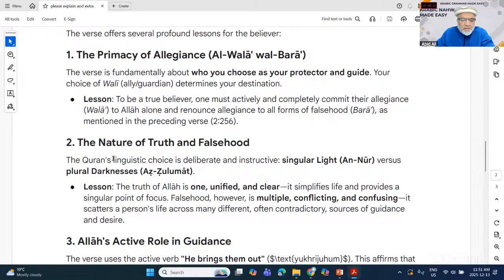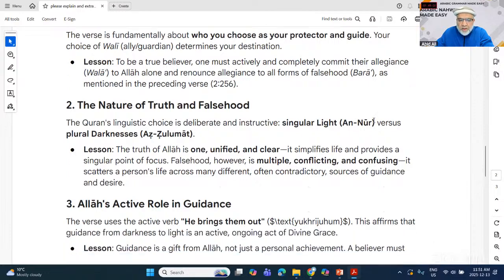The Quran's linguistic choice is deliberate and instructive. Singular light, an-nur, versus plural darknesses, ad-dhulumat. And you will see in the Quran the darkness, dhulumat, always plural. Lesson: the truth of Allah is one, unified, and clear. It simplifies life and provides a singular point of focus.